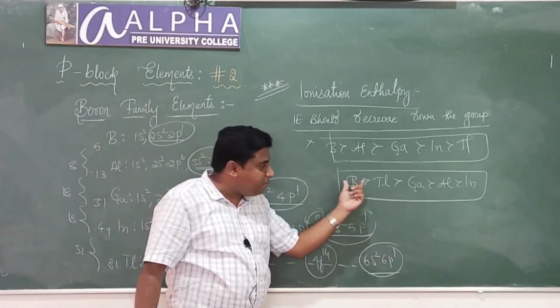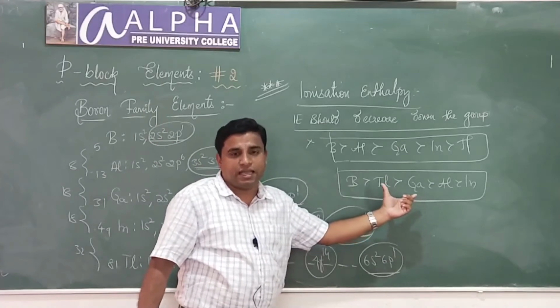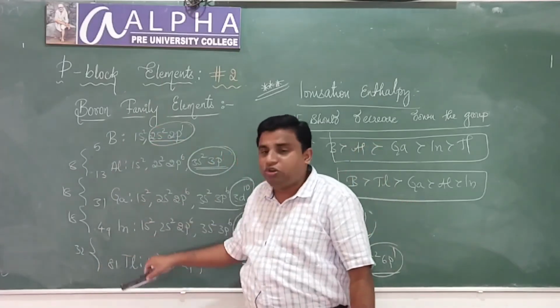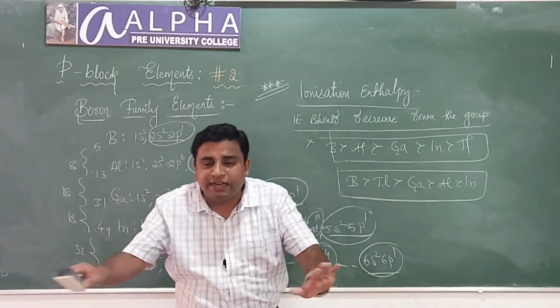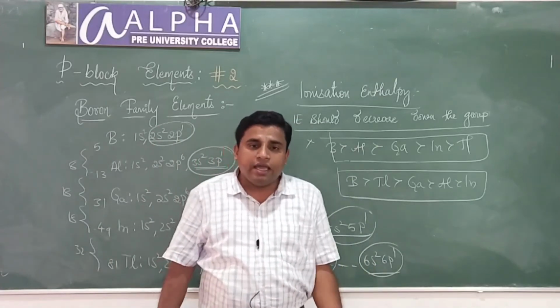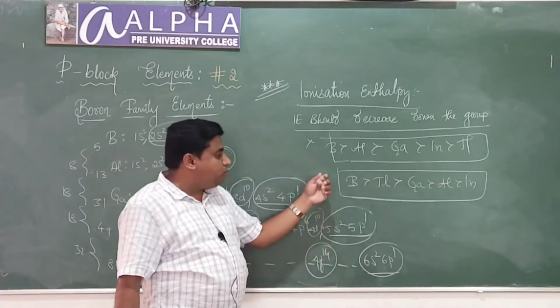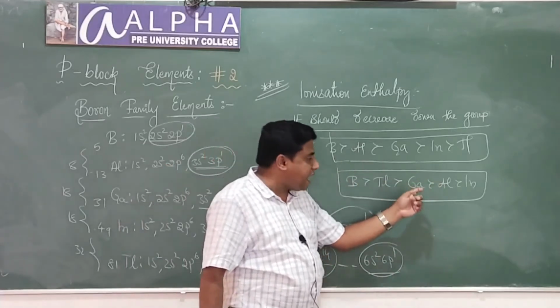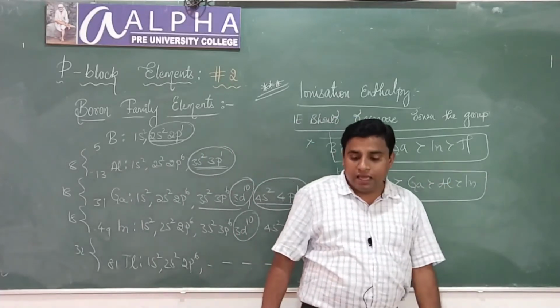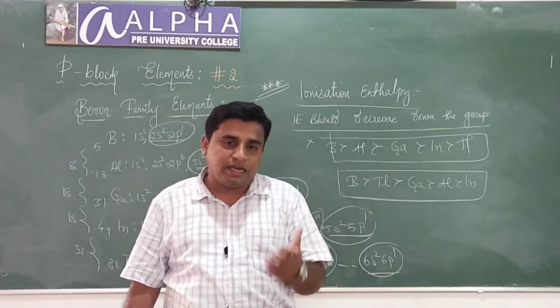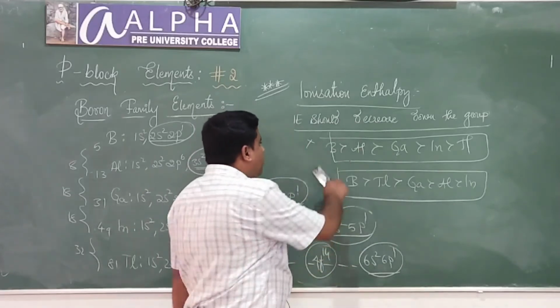So please remember this order of ionization enthalpy. Actually, we are expecting the ionization enthalpy to decrease from boron to thallium, but it will not decrease in a regular order. It decreases in this order: boron greater than thallium, greater than gallium, then aluminium, and then indium. I hope you can remember this. Any doubts? That's great.